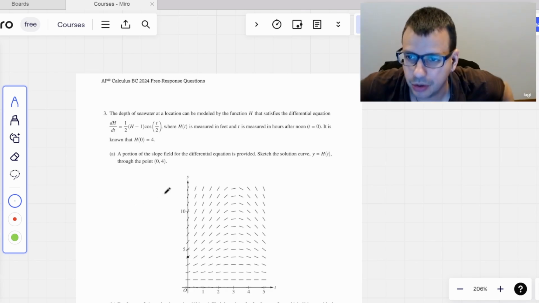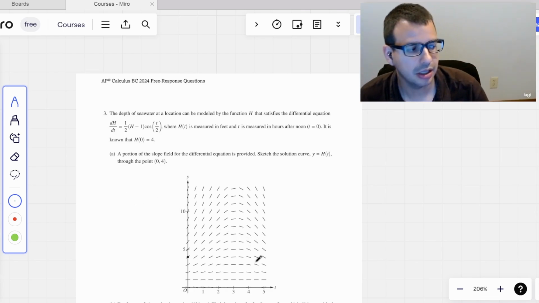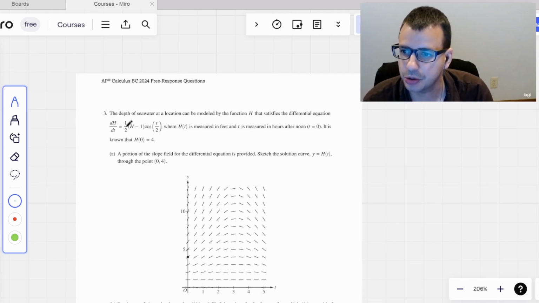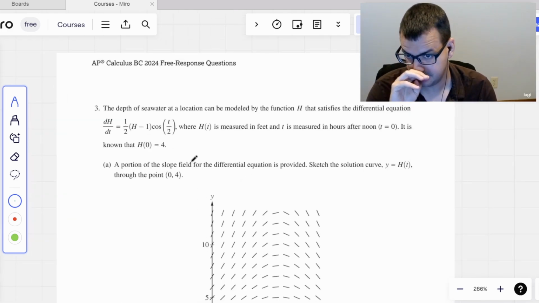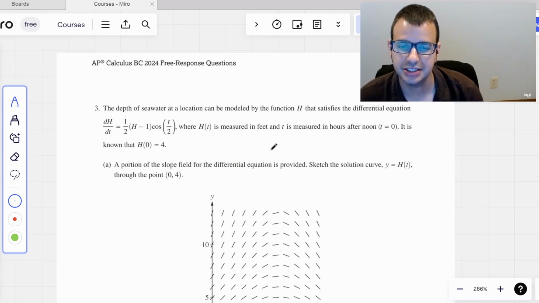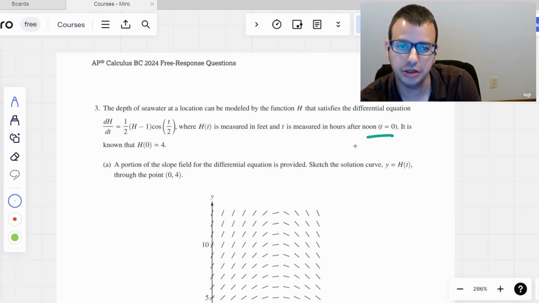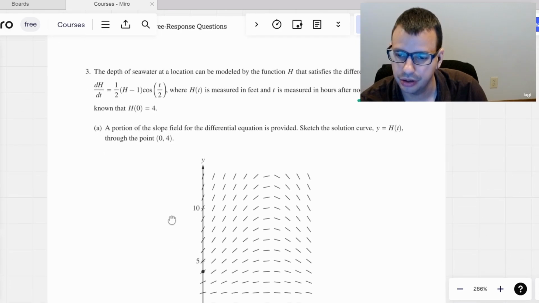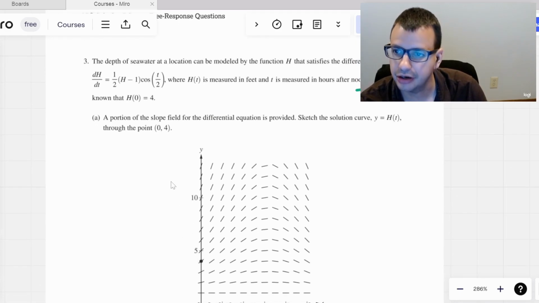The depth of seawater at a location is modeled by the function h that satisfies the differential equation, where h is measured in feet and t is measured in hours after noon. Okay, so that's kind of a weird metric. It is known that h of 0 equals 4. Okay, and they give us a little dot there. A portion of the slope field for the differential equation is shown.